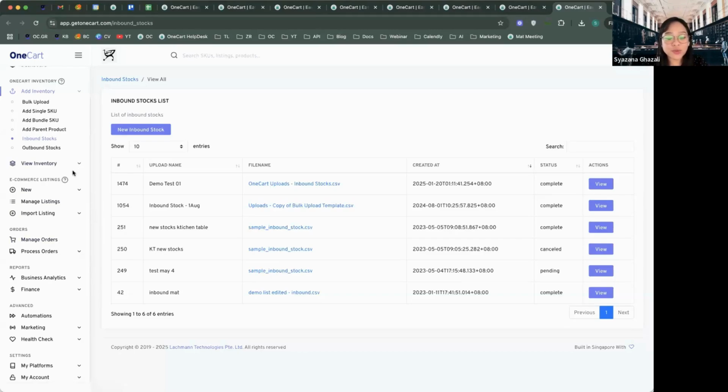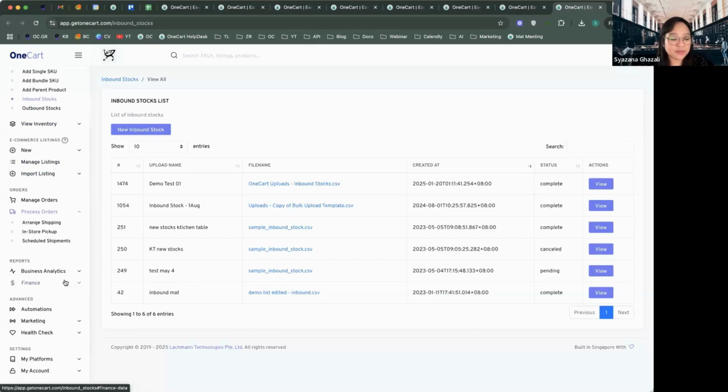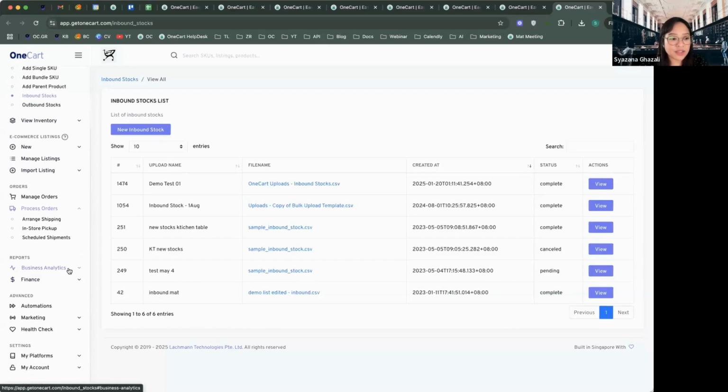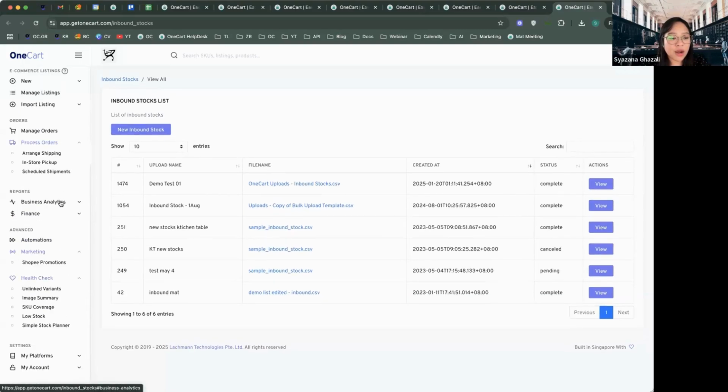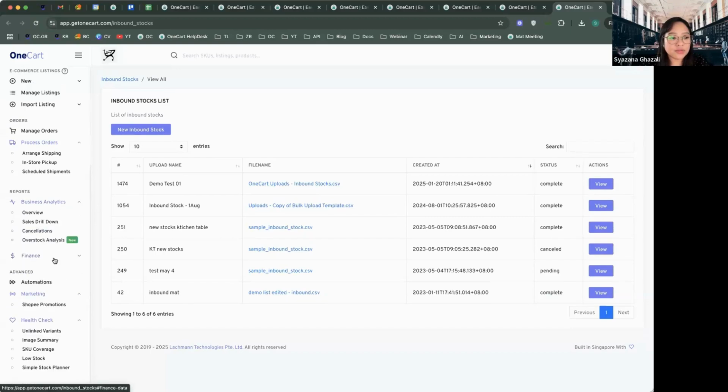However, if you wish to upload your bulk discounts in OneCart, we are able to do that as well. So if you take a look here and under, sorry, one second. Okay, later we'll talk about Shopee promotions as well.